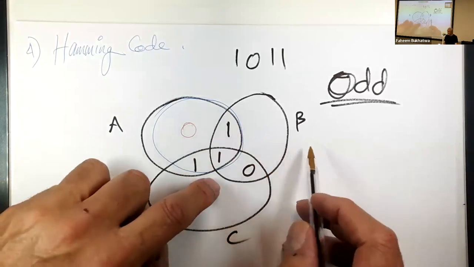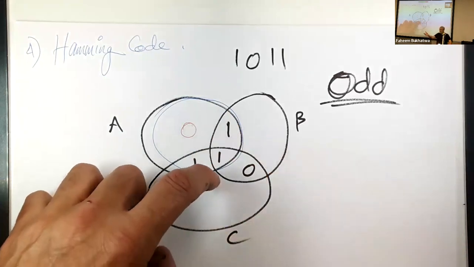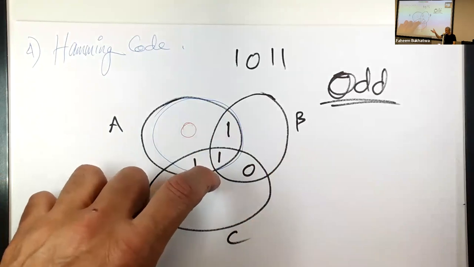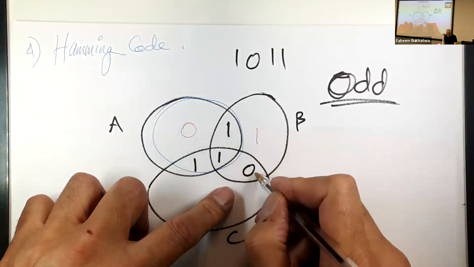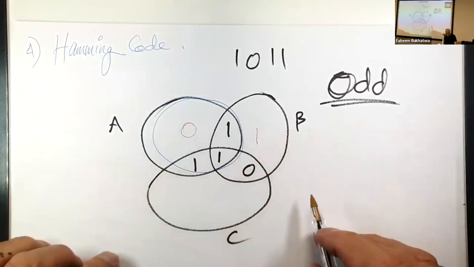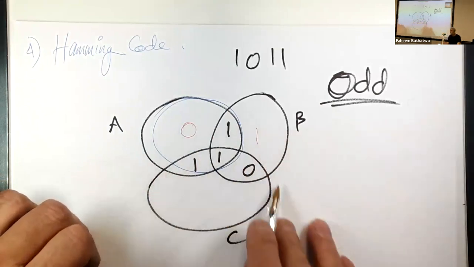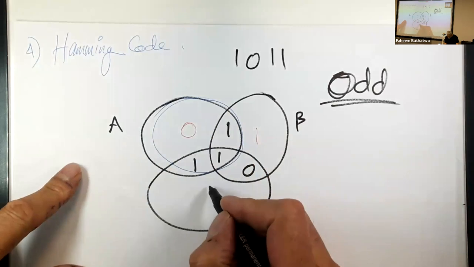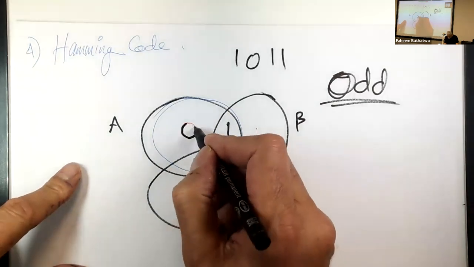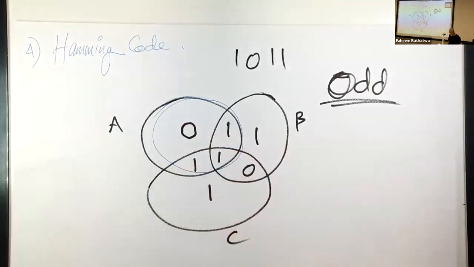Right, let's look at group B. Anybody here on this side want to take it? Yeah? We add a 1. So now we have 3 ones and a 0, and that's odd. Now, the group C. What shall I add? A 0 or a 1? A 1, yeah. So now we have a collection of data and parity bits.